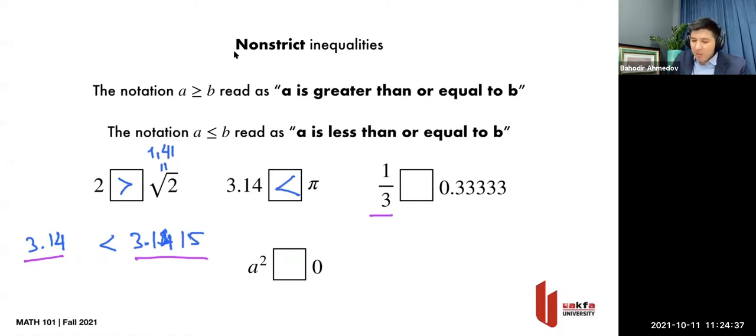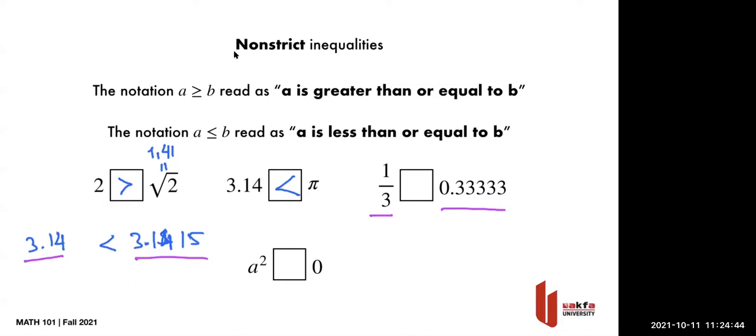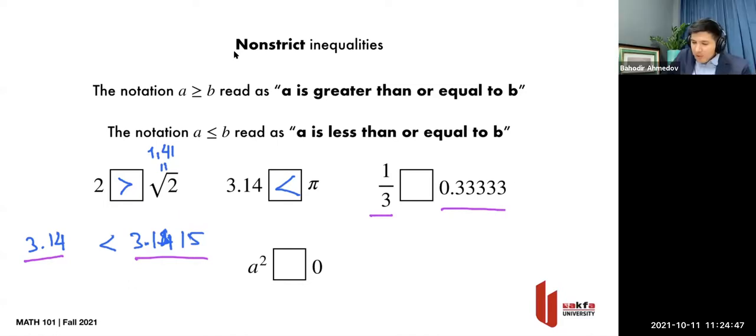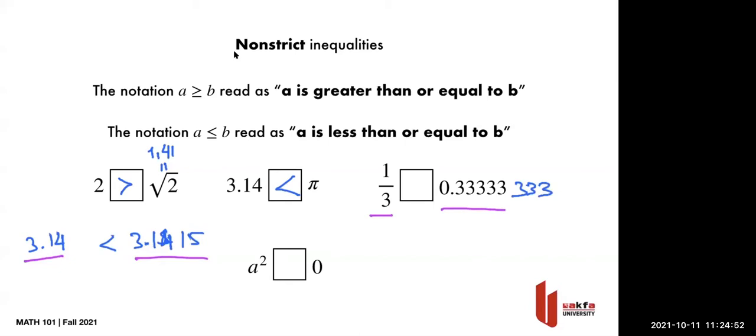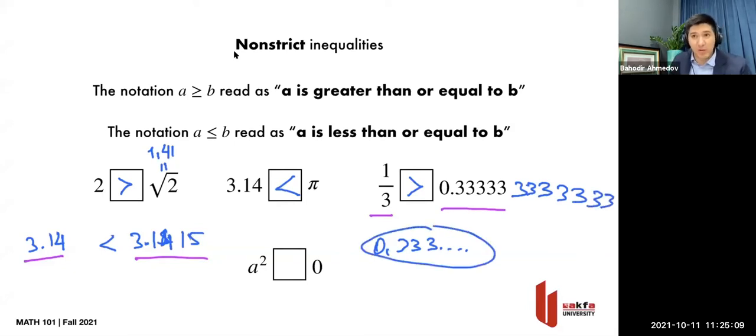So 1 over 3 and 0.33333. Which one is greater? 1 over 3. What if I put 3 more 3s here? It doesn't matter, 1 over 3 is still greater. Because 1 over 3 is 0.333 with infinitely many 3s, it doesn't matter how many 3s you put here. This number is always going to have even more 3s than yours, so it is going to be slightly greater.